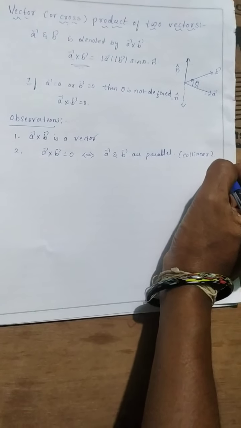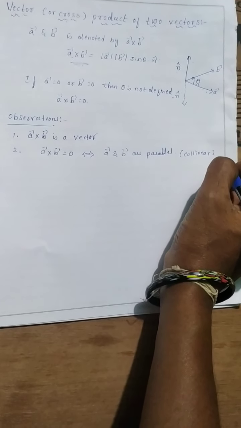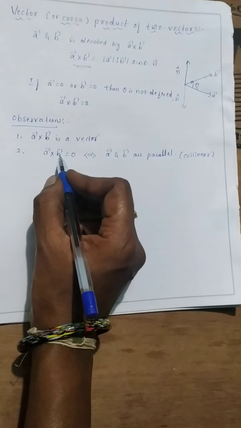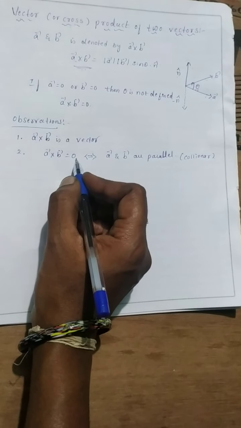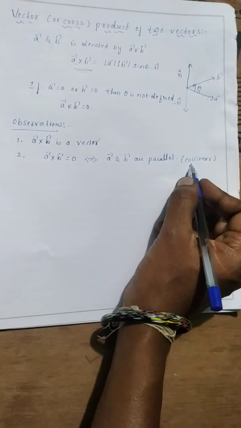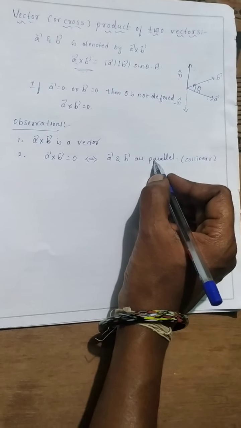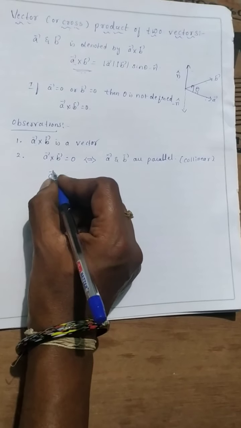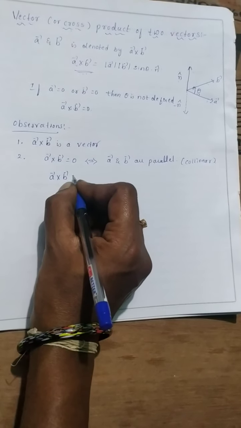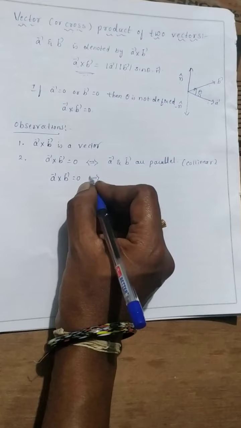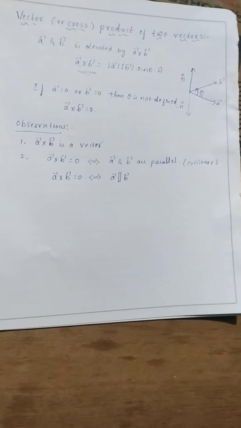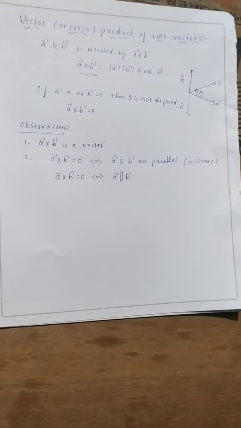In a cross product, if they ask to prove that a and b are collinear, you need to do the cross product. If you get the value 0, then you can say that these two vectors are collinear, or parallel to each other. That is, vector a cross vector b is 0 if and only if vector a is parallel to vector b. Is it clear? This is the second observation.